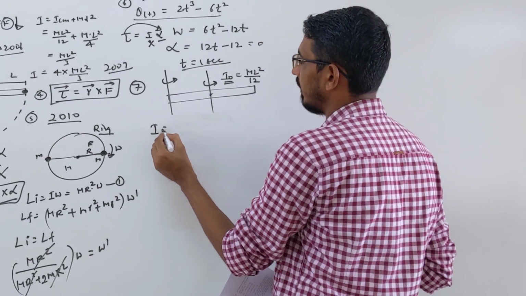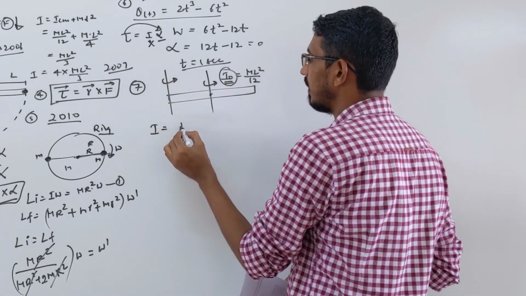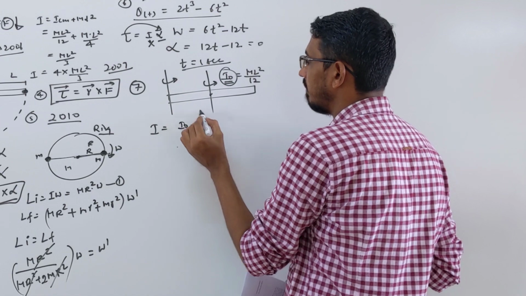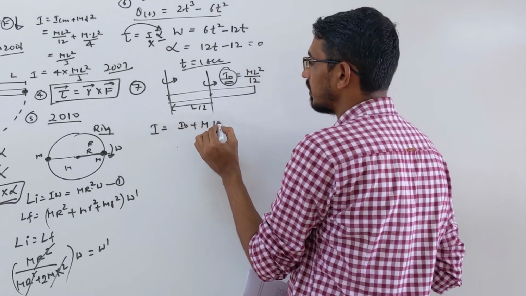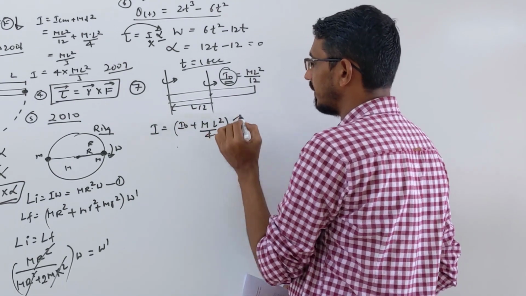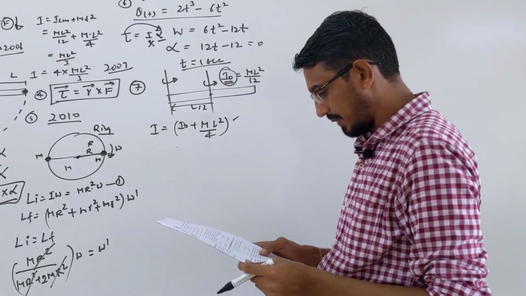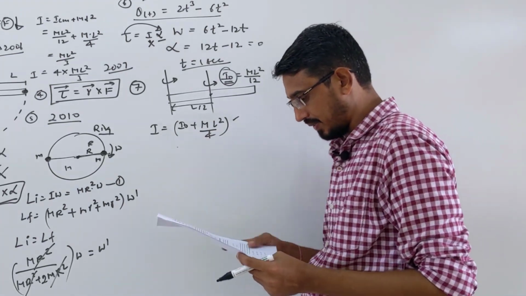Inertia about that point will be inertia about the center of mass, I naught symbol, plus md square. Here d means that distance, which is L by 2, so it becomes L square by 4. This much only they are asking. Done. So here the second option is the correct answer.